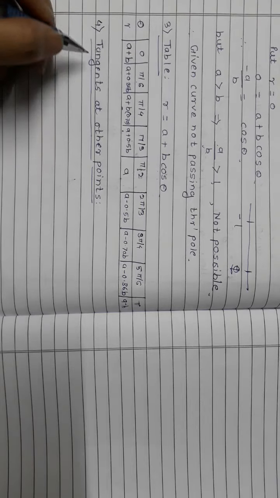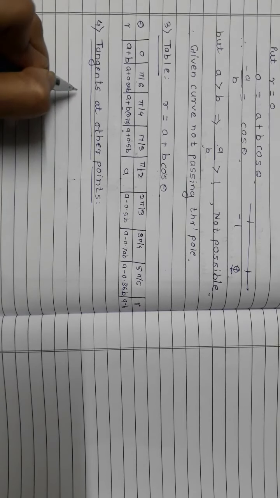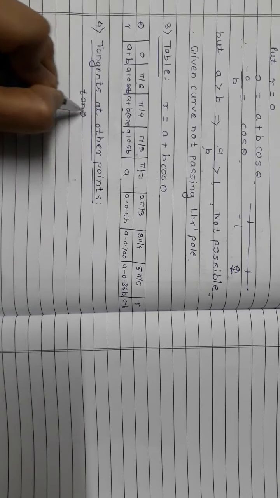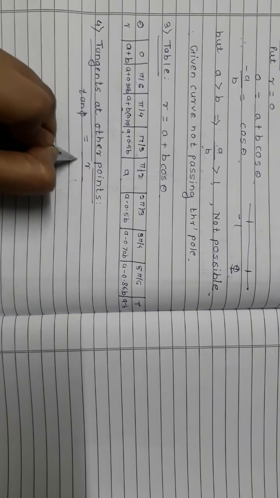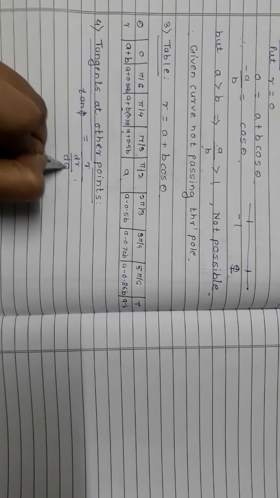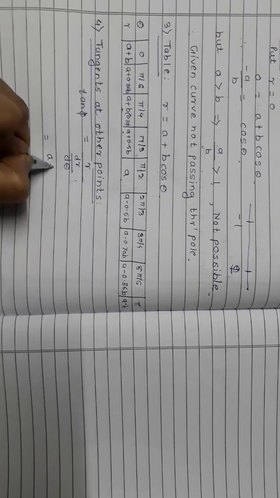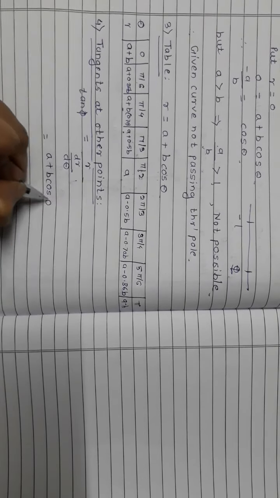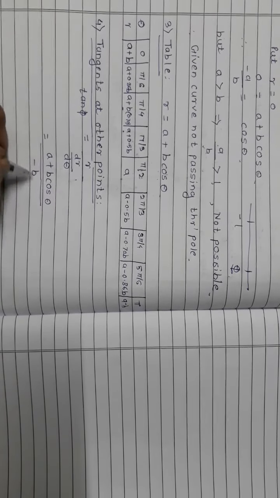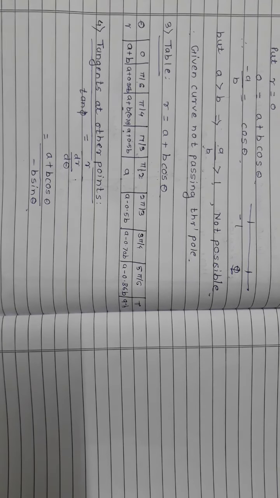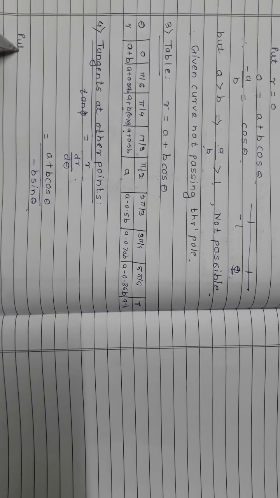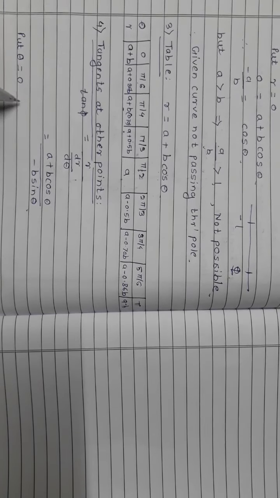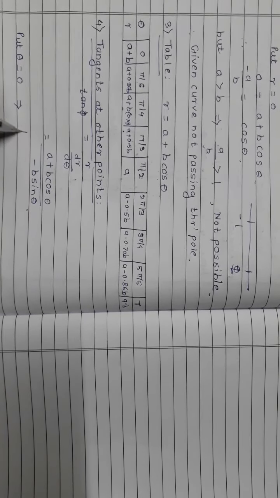Right, so what was the formula? Tan phi is equal to r upon dr by d theta. What is r? r is a plus b cos theta. Differentiate this with respect to theta, so this is minus b sin theta, right? So when you substitute theta is equal to 0 in this equation, what is tan phi then?